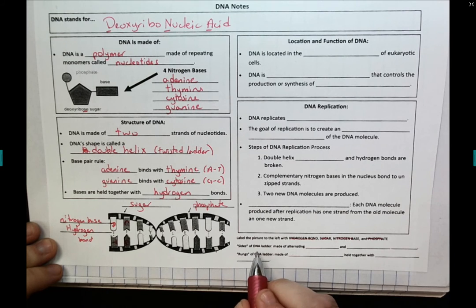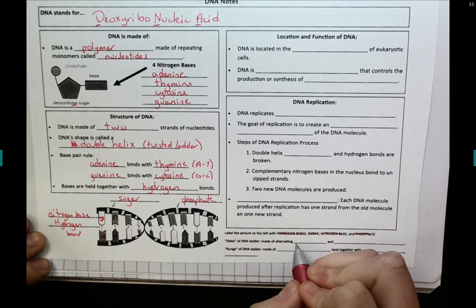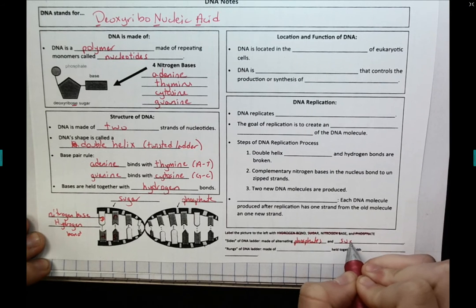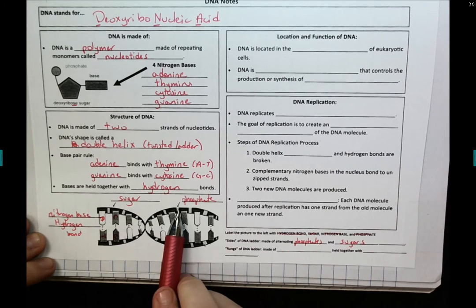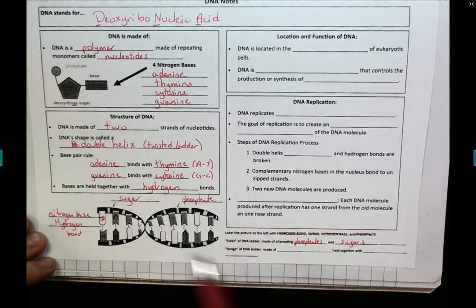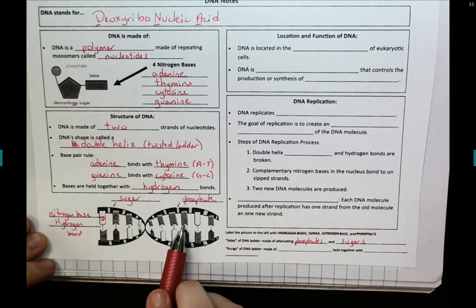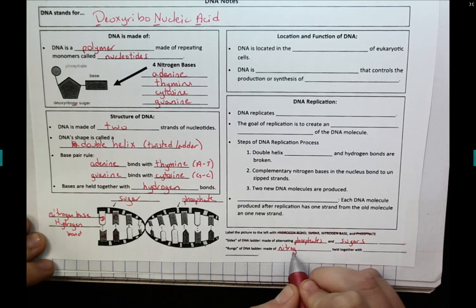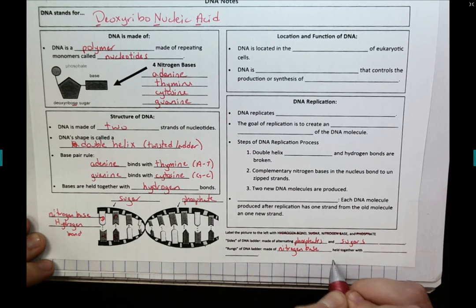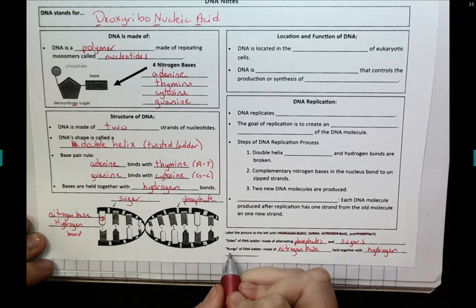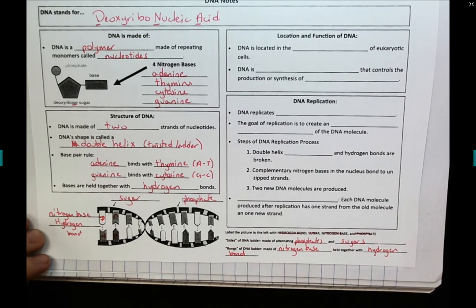The sides of the DNA ladder are made of alternating phosphates and sugars, right? So if this lightly colored part, so phosphate, sugar, phosphate, sugar, phosphate, sugar, so on and so forth. And then the rungs of our DNA ladder are made of the nitrogen bases, and they are held together by a hydrogen bond.